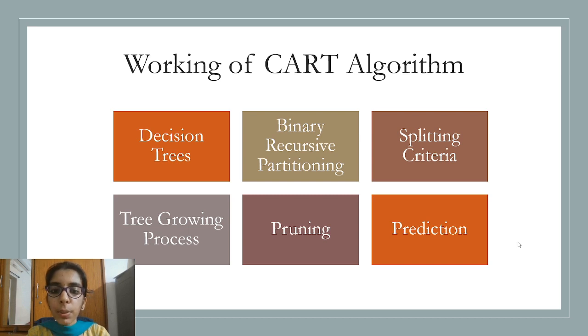Now, coming to the last one, prediction. Once the tree is constructed, predictions are made by traversing the tree from the root node to a leaf node based on the input features. For classification tasks, the predicted class is usually the majority class of the instances in the leaf node. For regression tasks, the predicted value is typically the mean or median of the target variable in the leaf node.